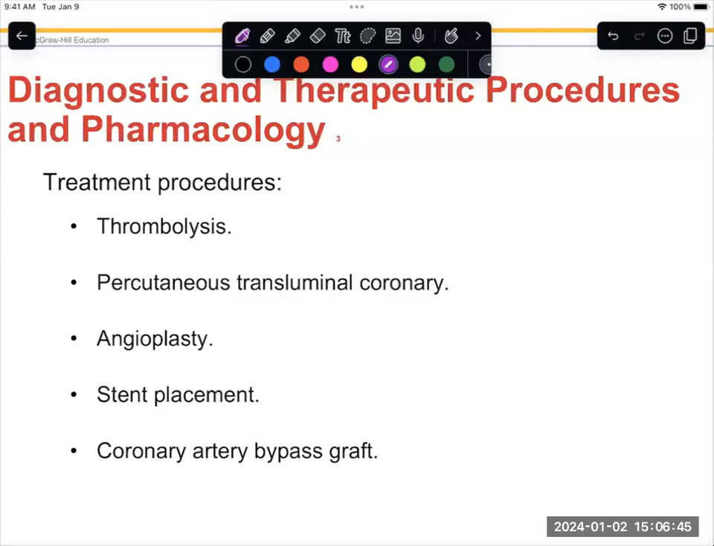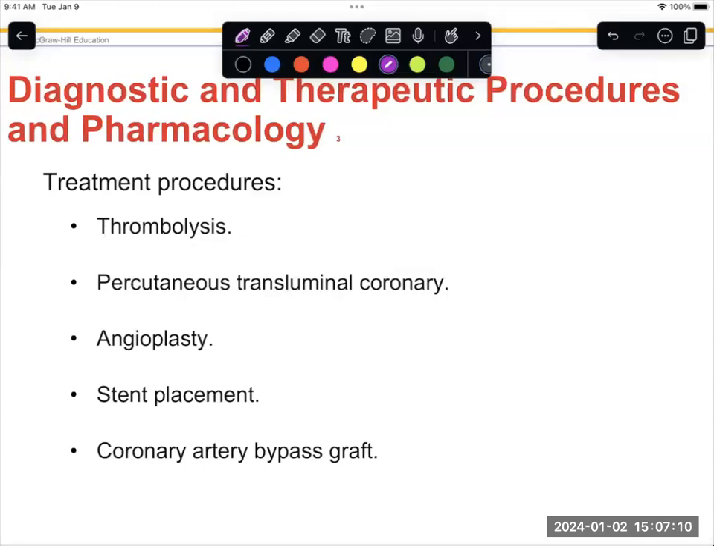A stent. This is a device that helps to prop open blood vessels and keep a narrow vessel open. So again, it's pushing that atherosclerosis, that plaque, up against the wall, but the stent is helping to prevent it from reforming.